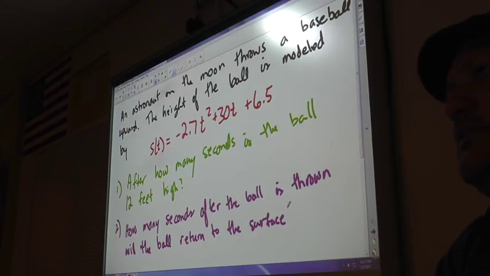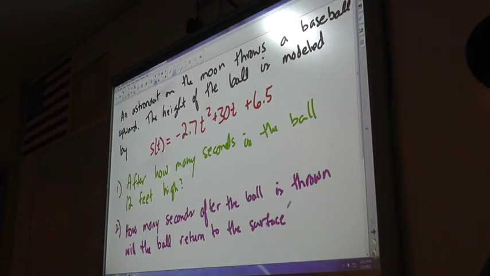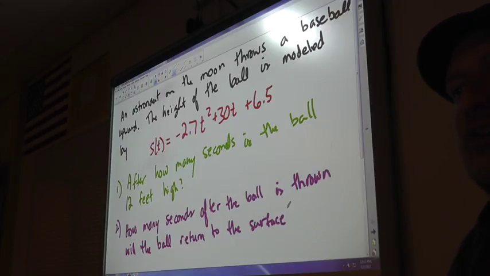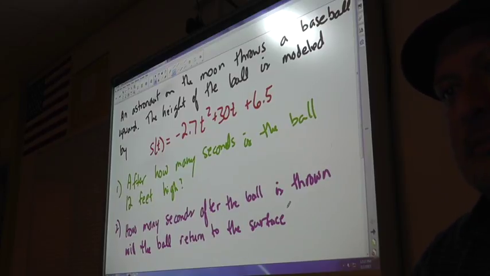So this is just a parabola that opens what, upward or downward? Downward. So it makes sense. You throw a baseball up, it comes back down, right? After how many seconds is the ball 12 feet high? How do we solve that one?